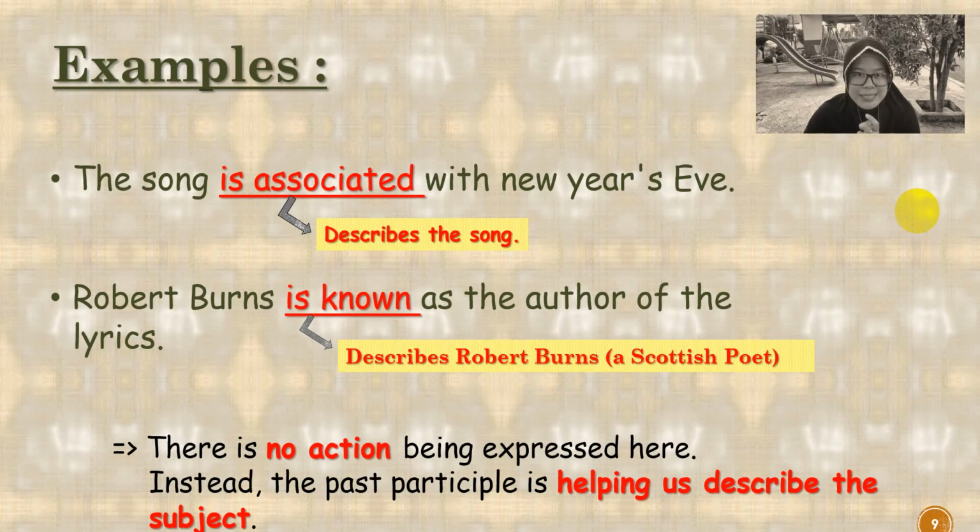The song is associated with New Year's Eve. Robert Burns is known as the author of the lyrics. There is no action being expressed here. Instead, the past participle is helping us describe the subject. Associated describes the song. Known describes Robert Burns, a Scottish poet.